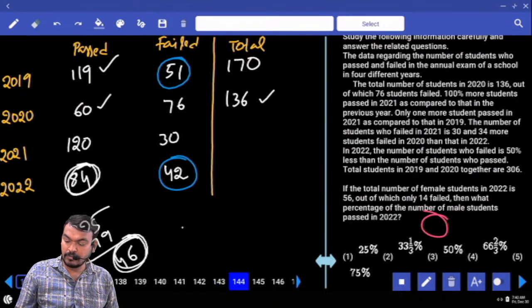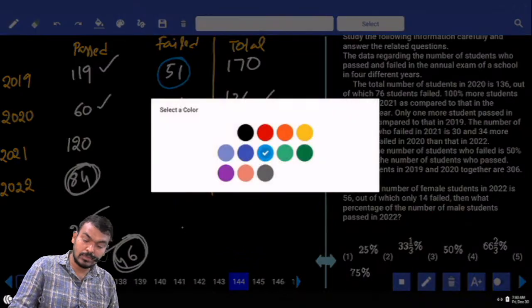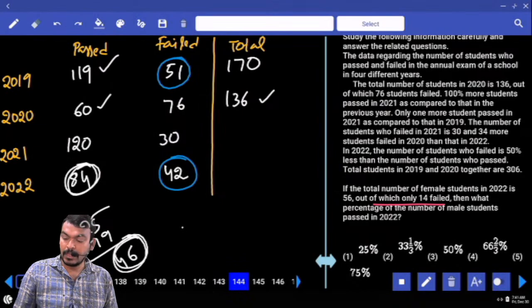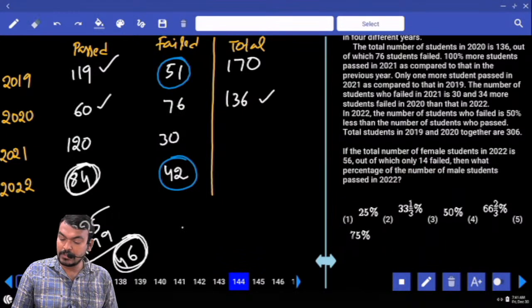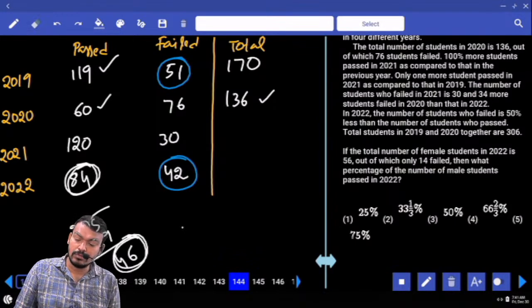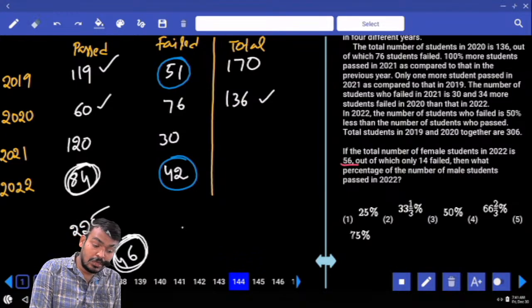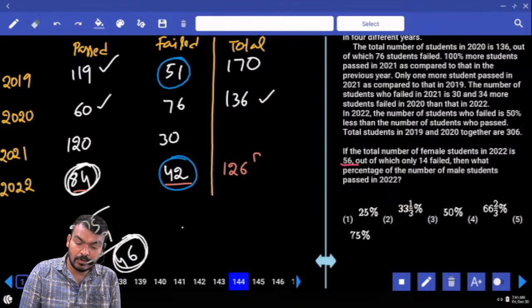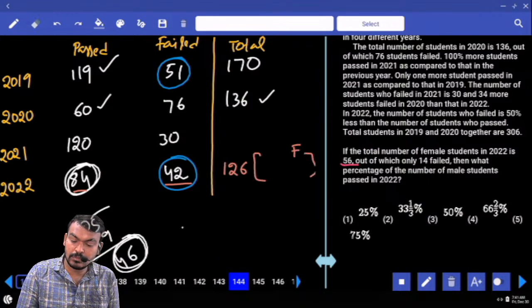Next, question number 144. If the total number of female students in 2022 is 56, out of which only 14 are failed, then what is the percentage of the number of male students passed in 2022? First, 2022 female how many members? 56. 2022 total how many members? 126 or not? Out of 126, female members is how much? 56. Male members 70 or not?